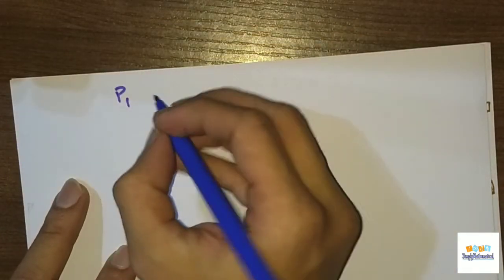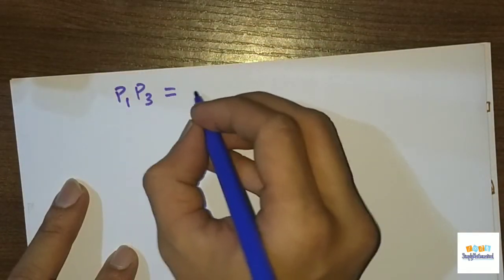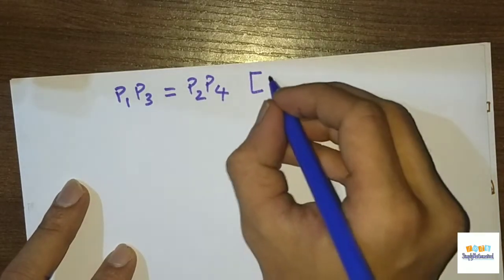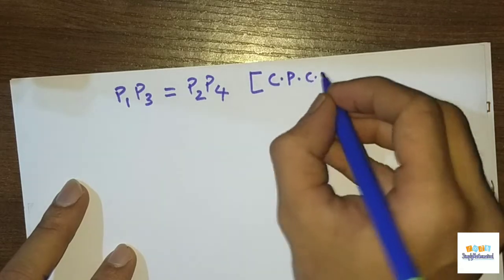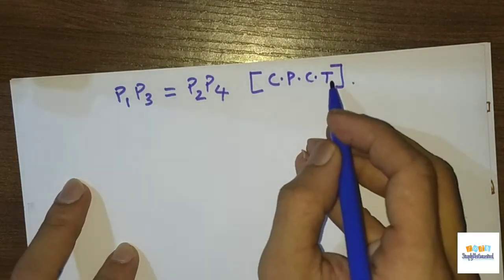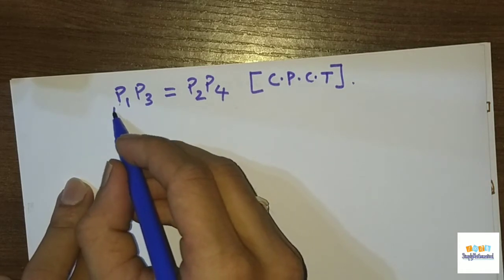So P1P3 is equal to P2P4. Why is this? This is because of CPCT, this you have studied, right? Corresponding parts of congruent triangles. So we got this, right?